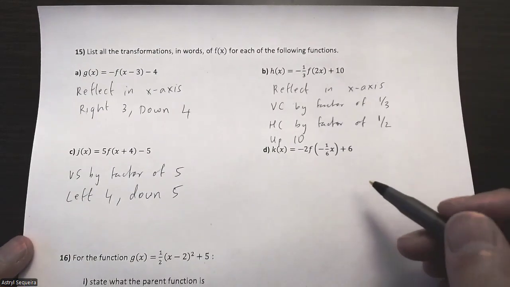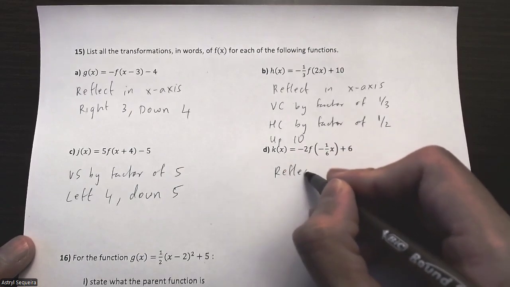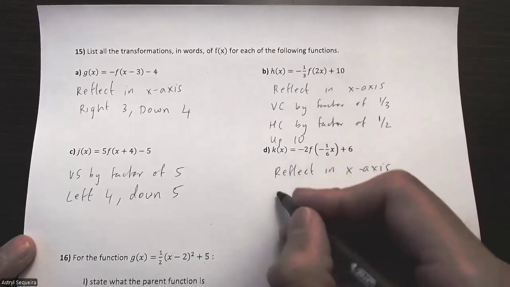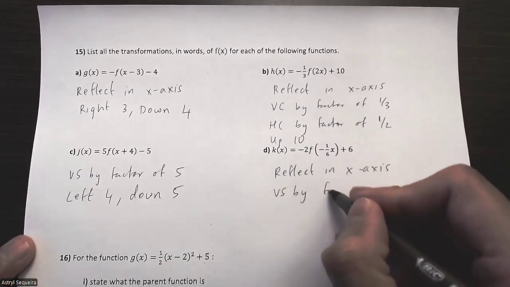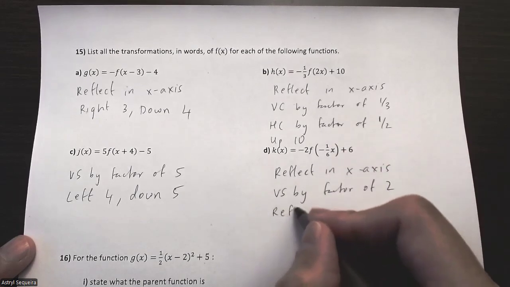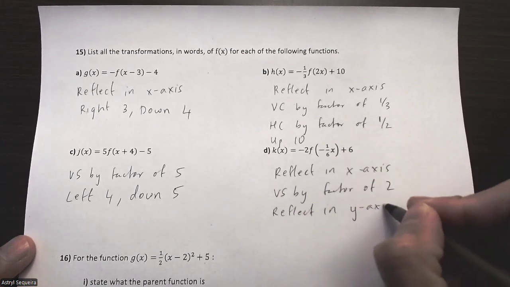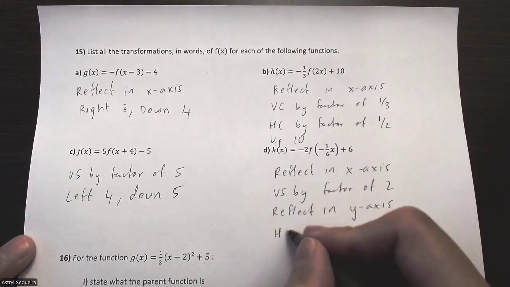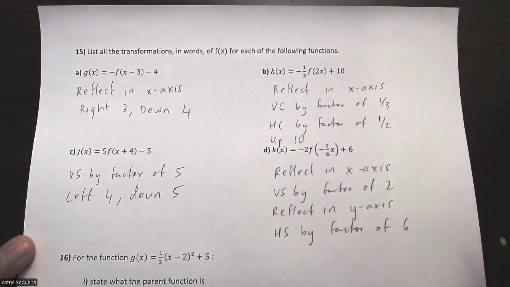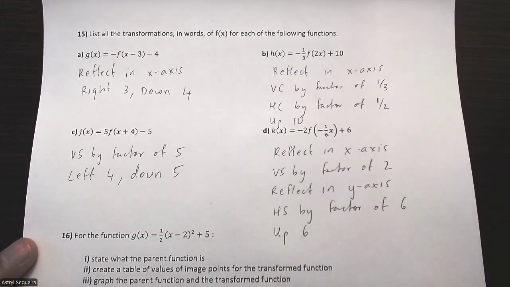Part D, we have a reflection in the x-axis. Vertical stretch by a factor of 2. We have a reflection in the y-axis. Then we have a horizontal stretch, and we need to flip that upside down, so it's by a factor of 6, and then we're going up 6 units.